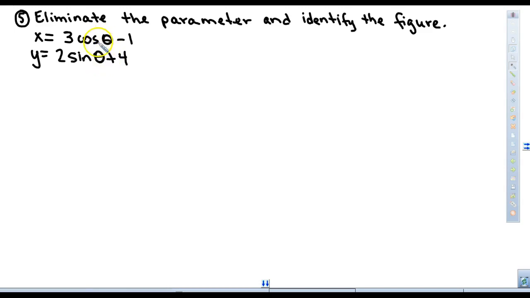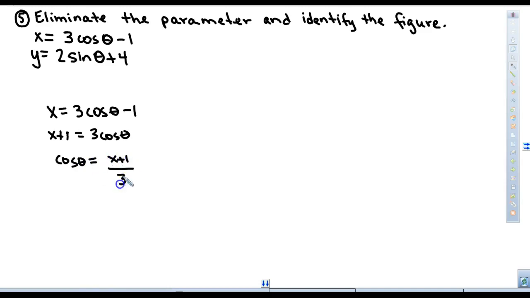Okay, so when there's trig involved, sine and cosine, you do it a little bit differently. You solve each one of the equations for sine and cosine. So I'm going to solve this first one for cosine theta. So I'm going to add 1, divide by 3. Cosine theta is x plus 1 over 3. Then I'm going to take my second equation and solve it for sine. So I'm going to subtract 4. And I'm going to divide by 2.